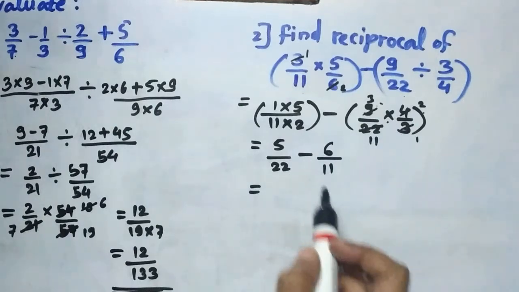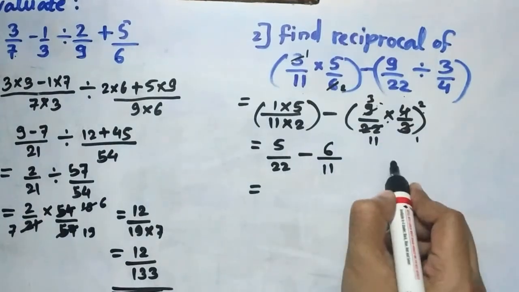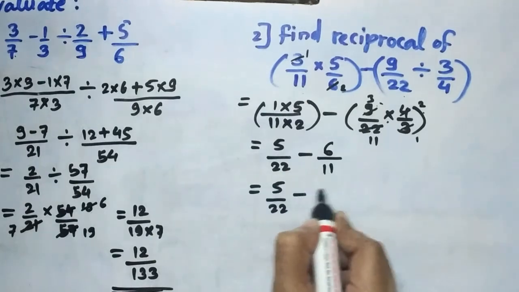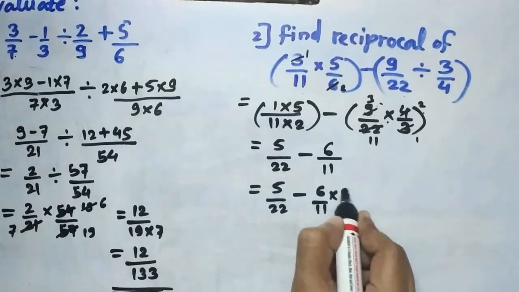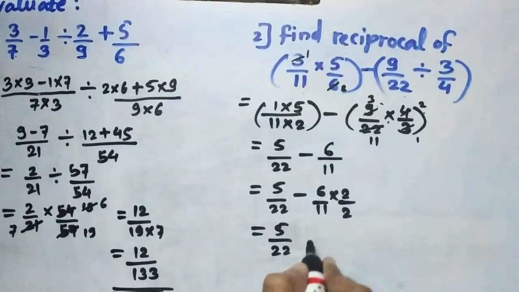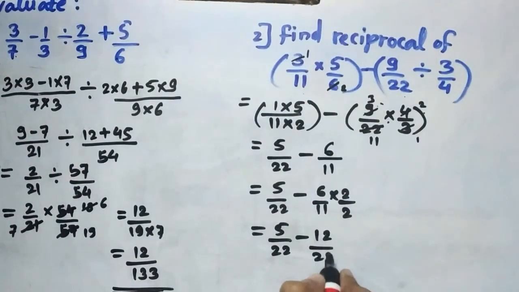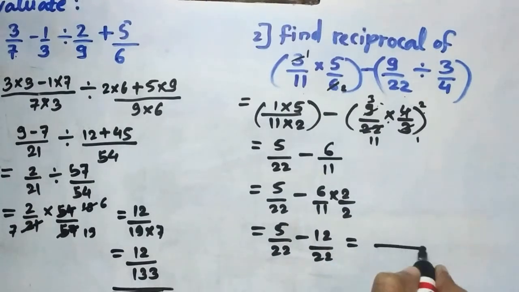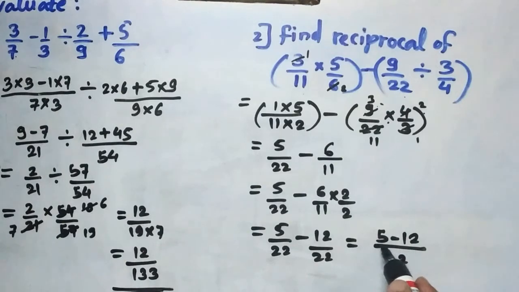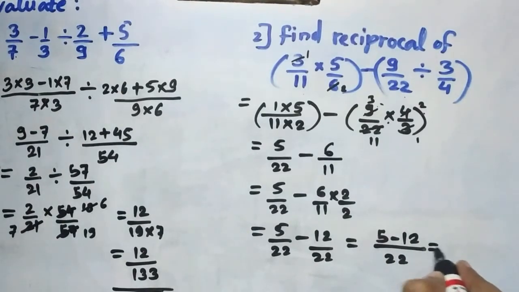Friends, we need to take the LCM of 22 and 11, which is 22 itself. So you just need to multiply this by 2 by 2. Here you will get 5 by 22 minus 12 upon 22. Friends, write the common denominator once, and 5 minus 12. One positive integer, one negative integer: you subtract and take the sign of the bigger number. So minus 7 upon 22 is the answer.